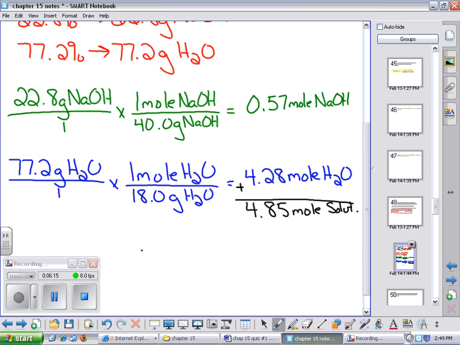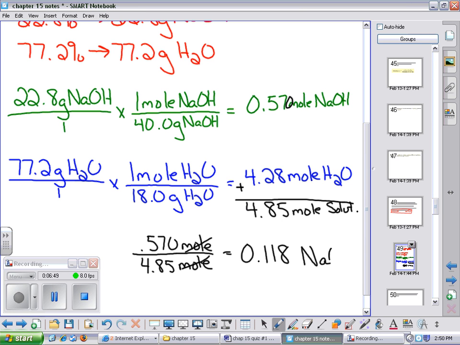I take my 0.57, and we need to actually put a 0 at the end there because we started with 3 sig figs. We have to end up with 3 sig figs. Moles divided by 4.85 moles. The moles are going to cancel. There are no units here. Mole fraction has no units because they cancel out. So we end up with 0.118 as the mole fraction for the sodium hydroxide.